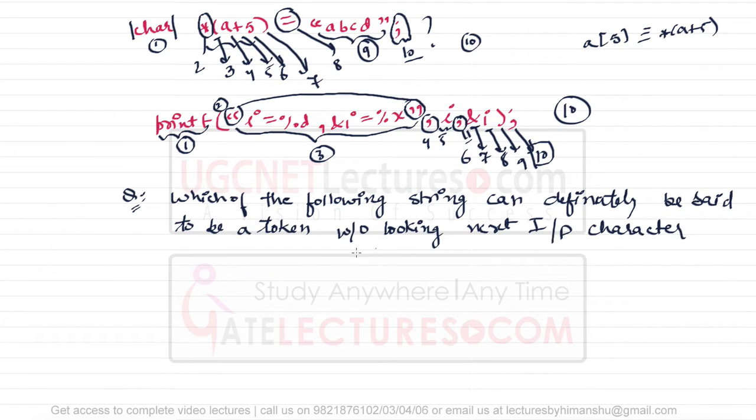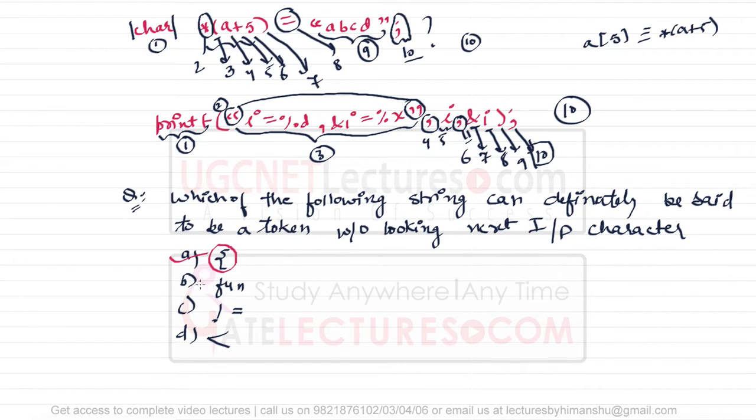Okay, so for this we have the options: option A is the opening bracket, option B is fun, option C is the not-equal-to sign, and option D is this bracket. Now see, in this complete statement, you can see this opening bracket. Without looking at the next character, this can be said to be a token. Clearly you can see it.